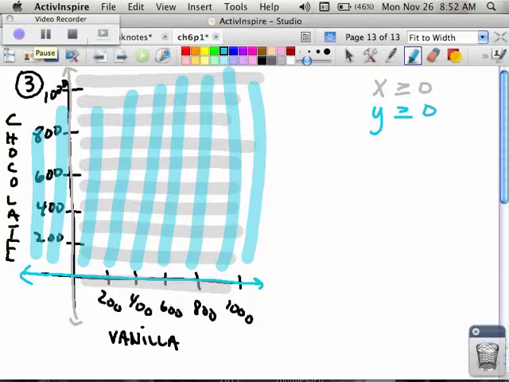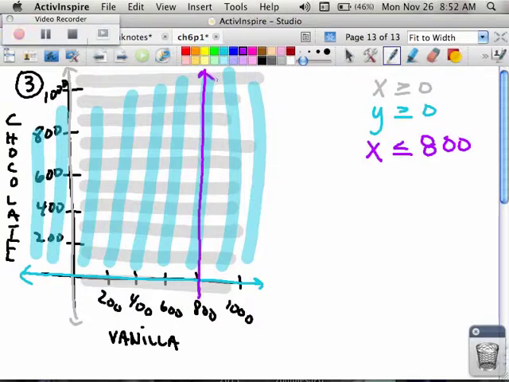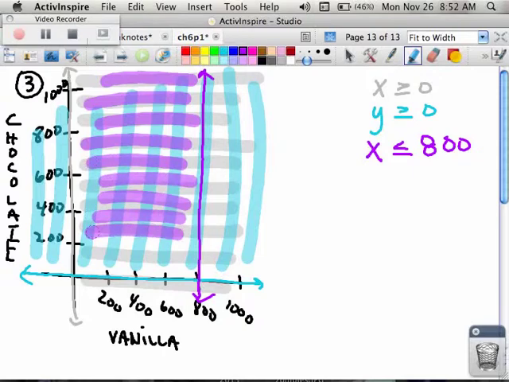Next constraint. Let's talk about the vanilla. The vanilla we did in purple. So the vanilla constraint was that our x values, our vanilla ice cream, had to be less than or equal to 800 quarts. So I go to the 800 quarts for the vanilla, and I draw a vertical line there. And I want everything that's less than or equal to that line, which basically means I want everything to the left. So now, as you can see, my vanilla has been constrained a lot more than the original gray line. And so far, I'm in between the gray and the purple line and above the light blue line.